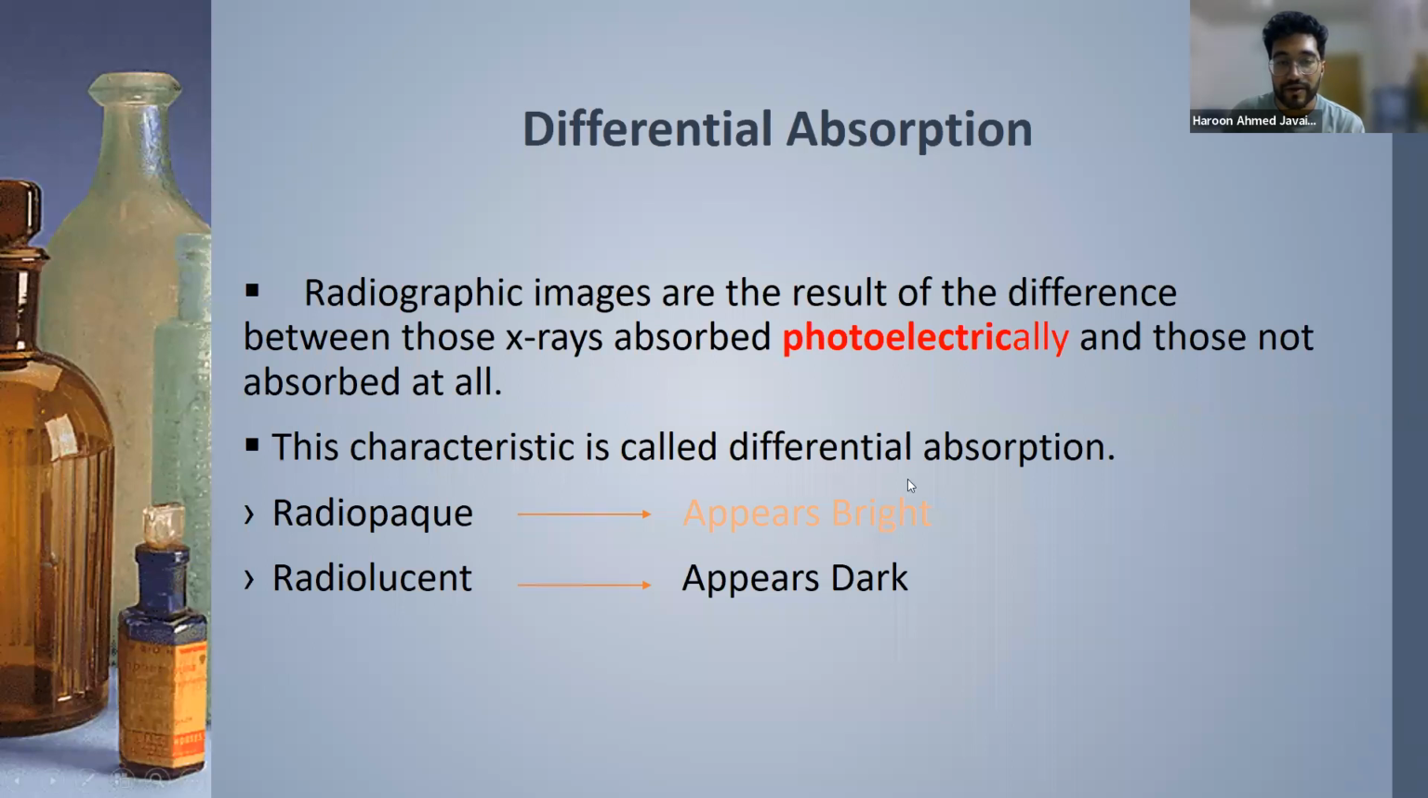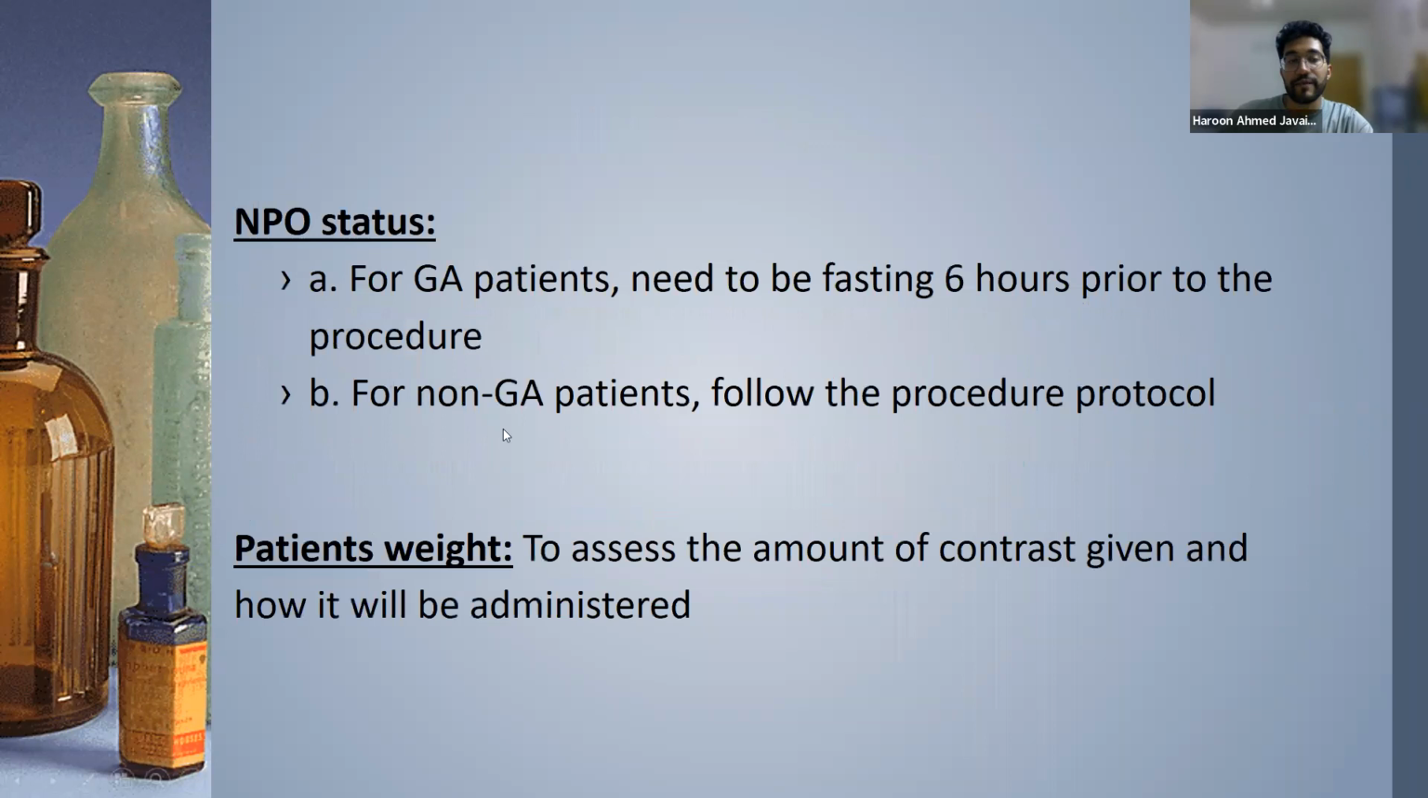This is called differential absorption. So again, the more dense the object, the more it'll absorb. So if something is radiolucent, it appears darker. If something is radiopaque, it appears brighter. Cool. Okay, this is important.